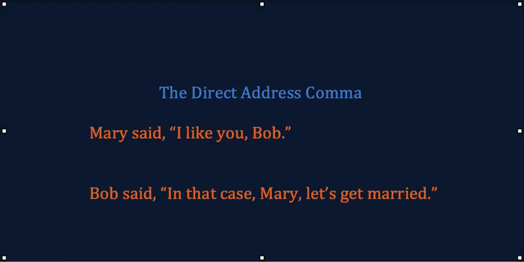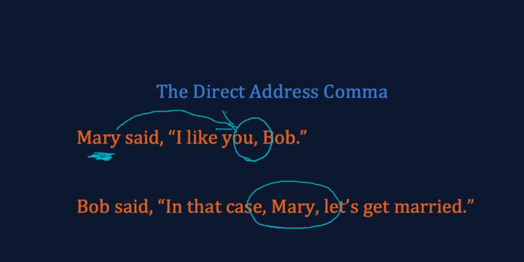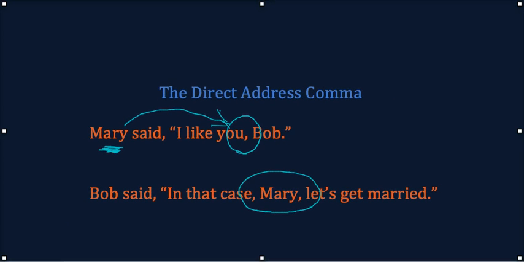Now, in addition to all the other rules we've learned about dialogue that I hope you have correct, let's pay attention right here to this comma, the direct address comma. Mary here is directly speaking to Bob, calling him by name, so you want that comma in here. And the same over here, Bob is directly addressing Mary and actually addresses Mary in the middle of his sentence. So there's a comma here and a comma here.